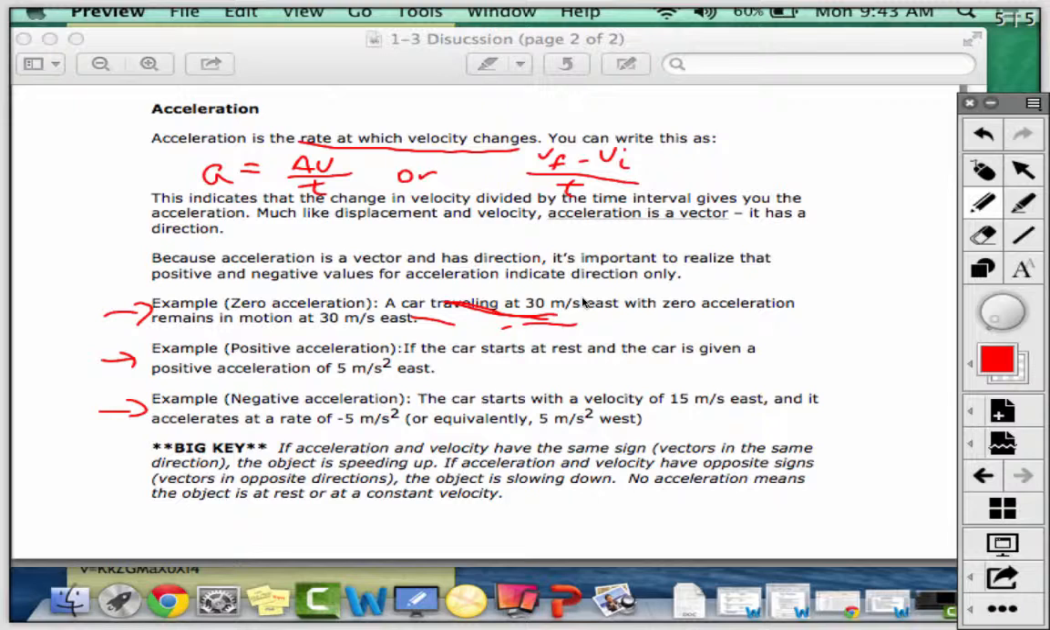So the car is going at a velocity of 15 meters per second east, and it accelerates at a rate of negative 5 meters per second squared. How fast would the car be going after 2 seconds? 5 meters per second. What direction? East. East still. Notice the acceleration and the velocity can be in completely opposite directions.